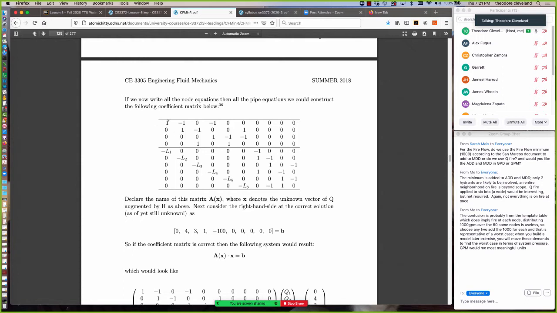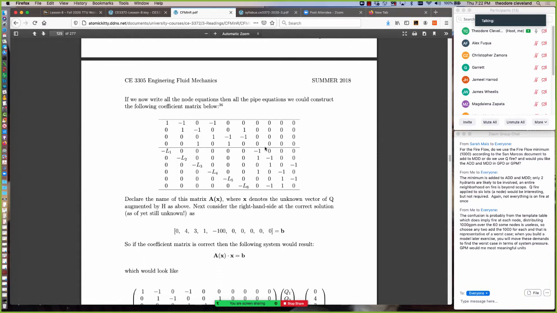The plus ones, the minus ones, and the zeros in the node equations indicate that that particular node is connected to the pipe where there's a 1 and the flow direction is into the node, and it's connected to a pipe where there's a minus 1 and the flow direction is out of the node, and when there's a 0 it's not connected to that variable.